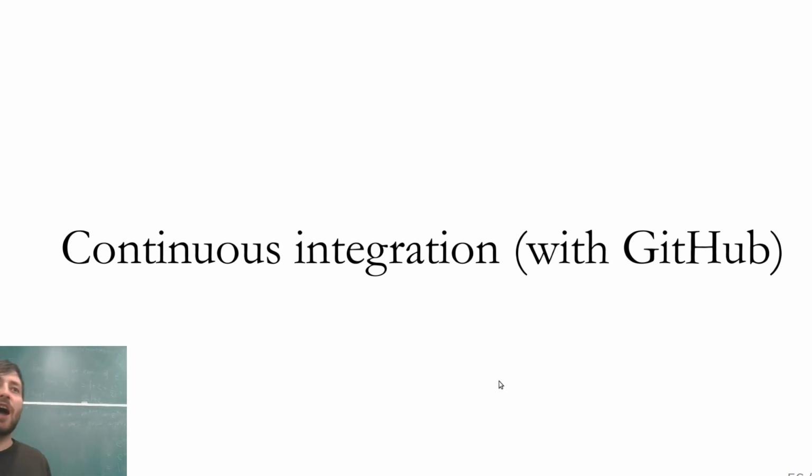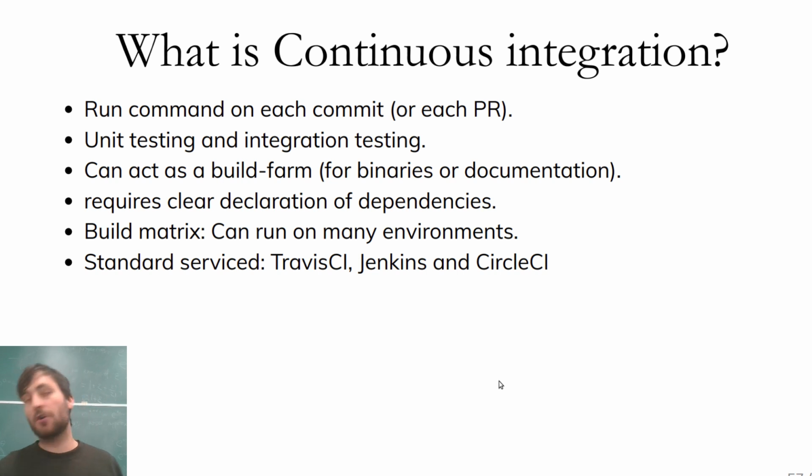This is how you usually run tests: whenever you make a commit in your version control system, you have a bot run all your tests. And why do you do this? Basically, you run a fixed command for each commit or for each pull request. Usually you do both unit testing and integration testing. You can use this for many things, like building documentation or building binaries. And it has so many benefits.